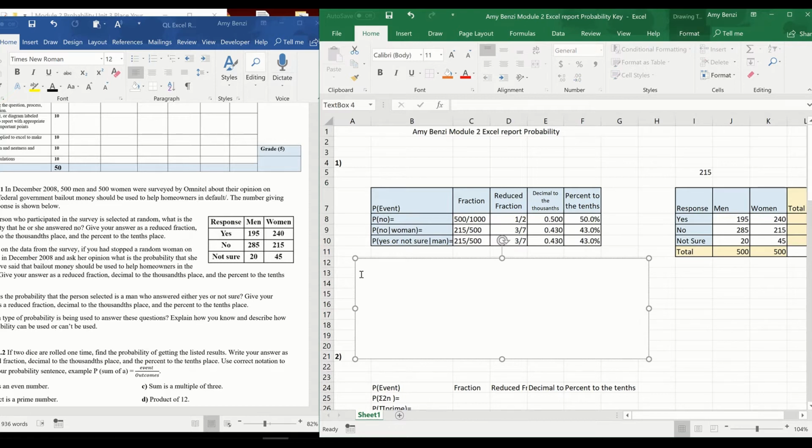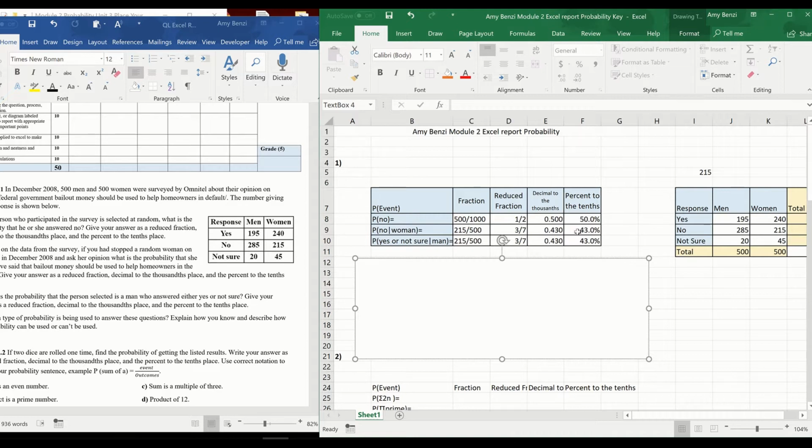All right, so right here, you're just going to talk about how there was a survey done in 2008 of 500 men, 500 women asking their opinions in a poll. And we found that there was about 50% of the people who said no.